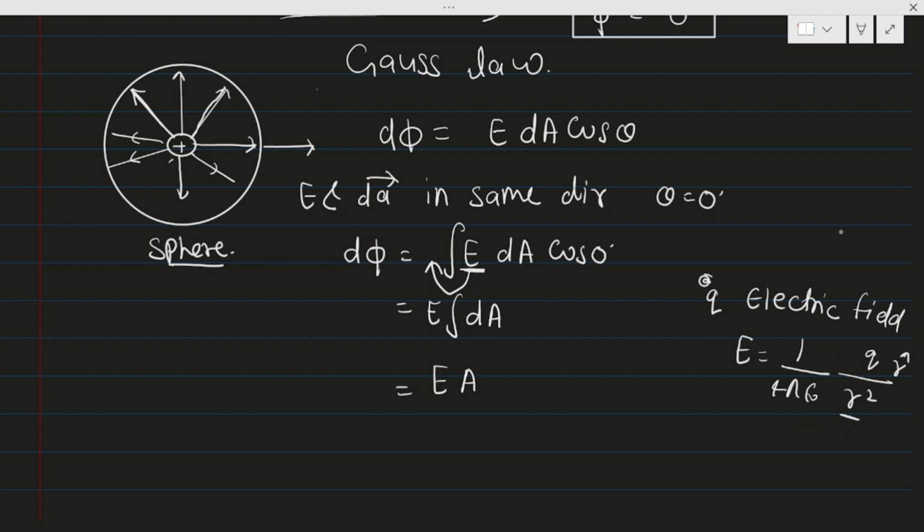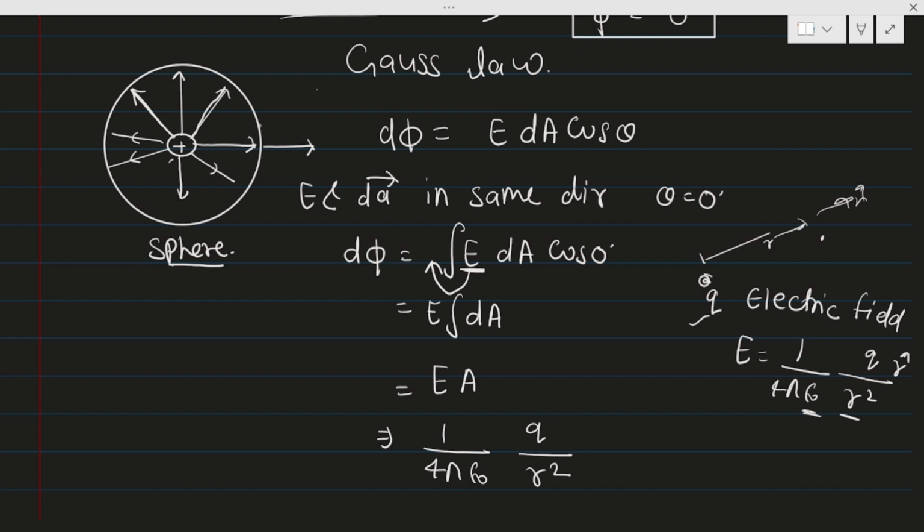R square is the distance from the charge where we want to measure the electric field. Like for this charge, this is R, and R cap is in the direction of this measurement. This is charge Q, and epsilon naught is the permittivity of free space. So let's write E is 1 upon 4 pi epsilon naught Q over R square.